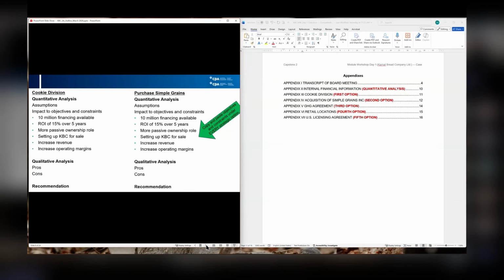You need to perform a quantitative analysis. I'm strongly recommending that you include under that section also 2 subheadings, assumption, impact to the objectives and constraints. So you could take that information that you have from your situational analysis and copy and paste it. You need to perform a qualitative analysis, which means you need to identify both pros and cons and then provide a recommendation. So once you have that structure for the first strategic option, then you could copy and paste it under each of the others. So that's pretty quick and simple.